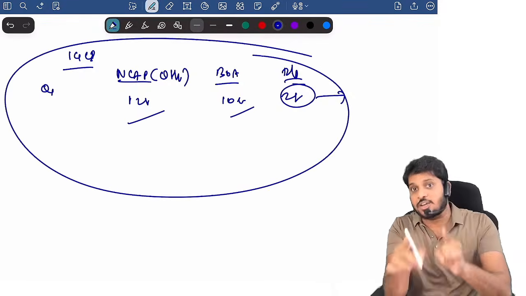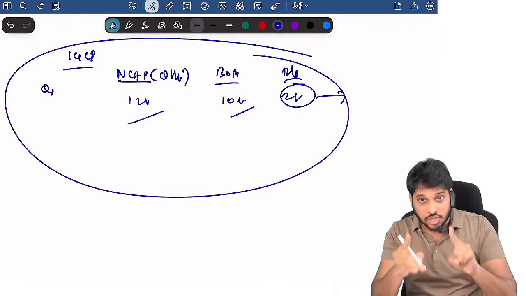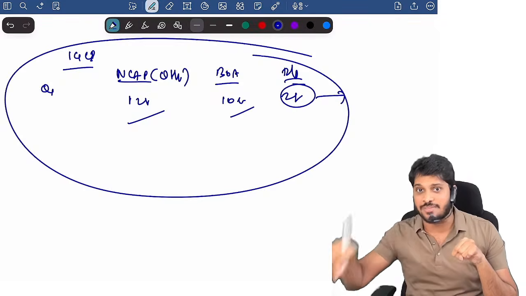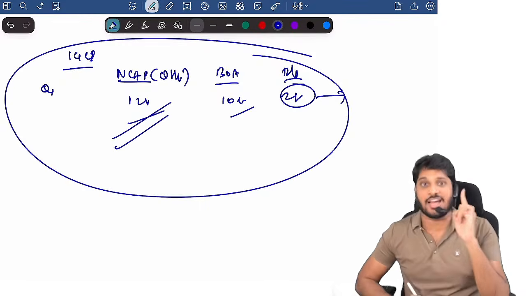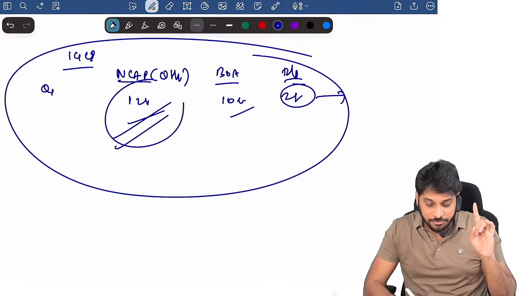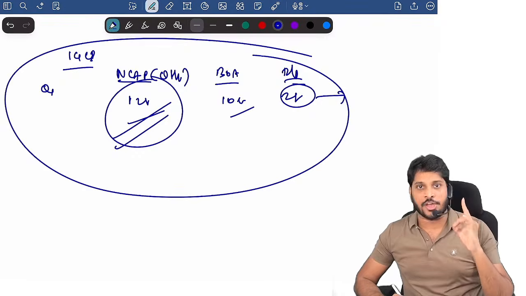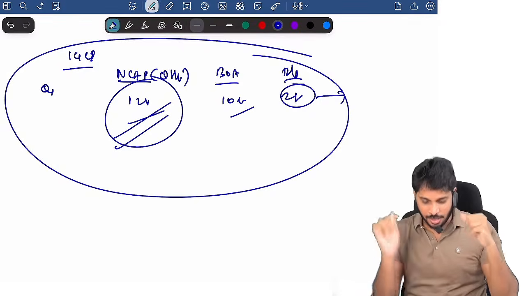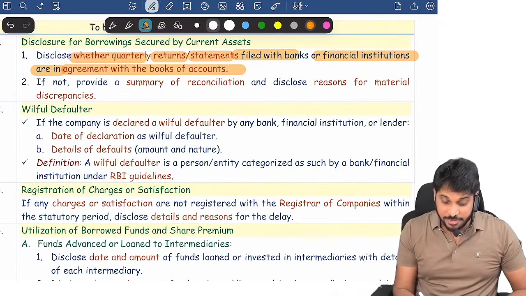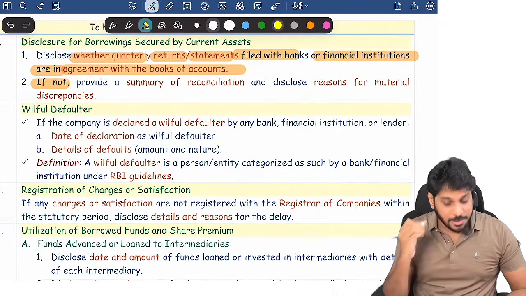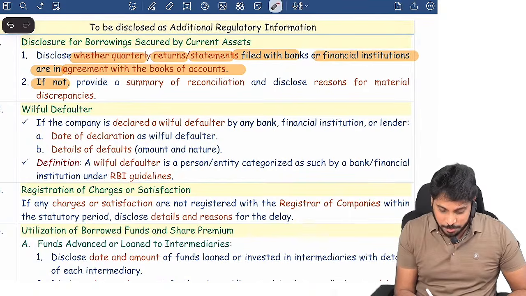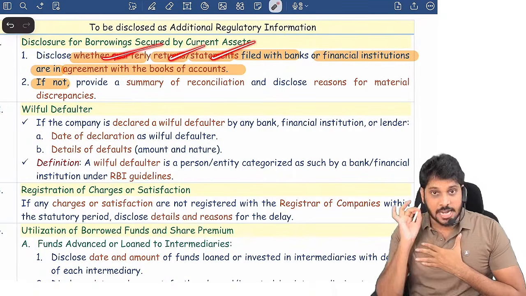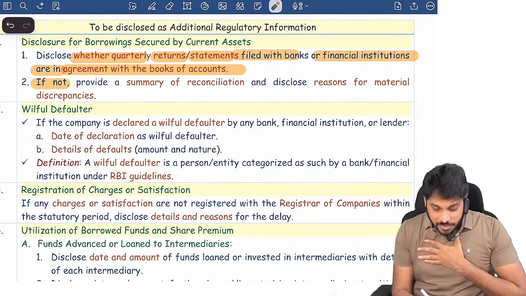Now, because of this requirement today, most of the companies silently disclose original asset value rather than inflated value, where earlier they inflated this position and got more drawing power. Now that is prevented. This practice is curbed. Okay, look at. And if not, what do you mean by if not? If not means they are not in agreement. Like quarterly returns, quarterly statements filed with the banks and FIs, they are not in agreement.